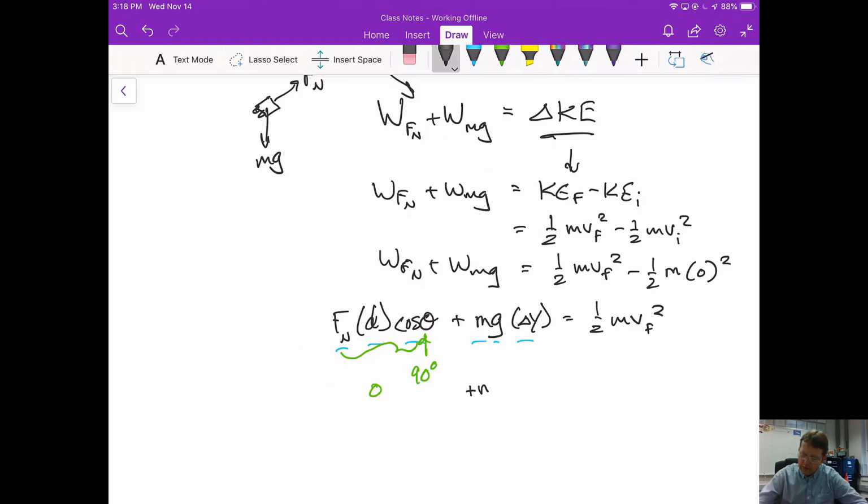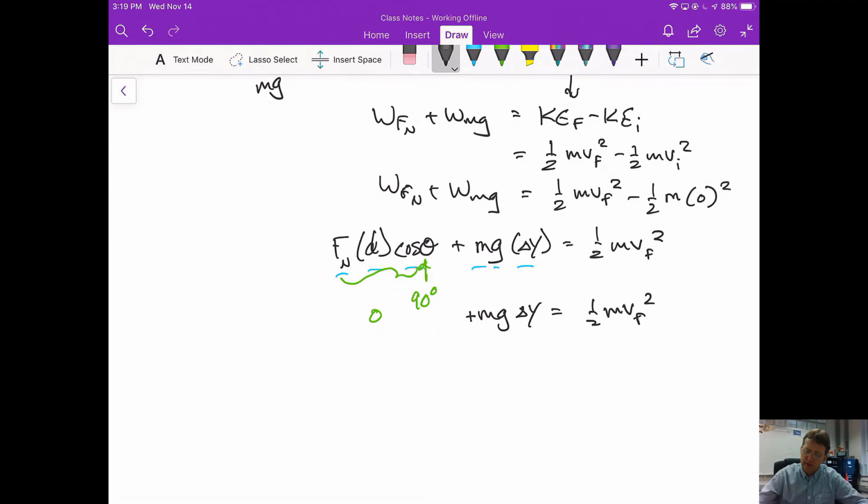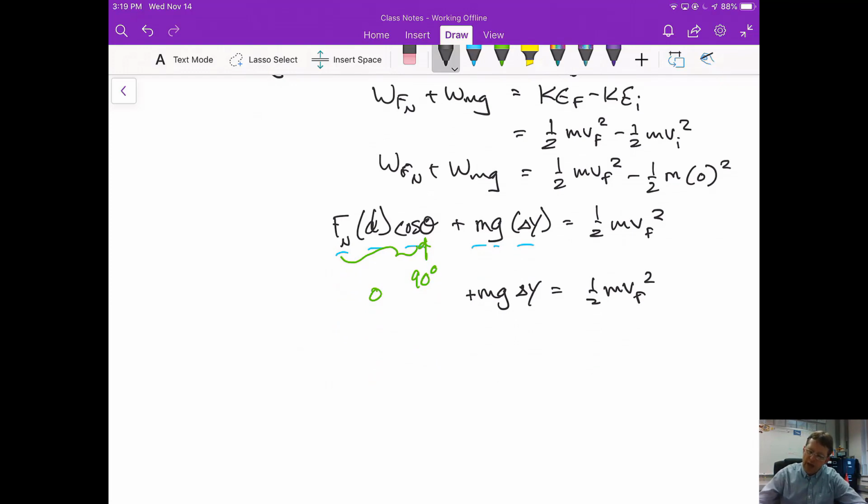So we've got mg delta y equals 1/2 m v final squared. That's what we get from using the work energy theorem. Notice we haven't talked about energy conservation, potential energies, or anything like that. This is just using the work energy theorem. We don't have to talk about potential energy. So now the question is, what is delta y?